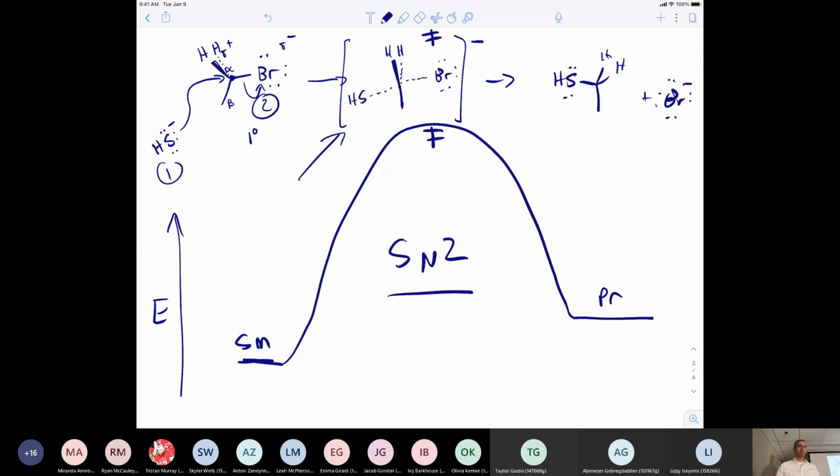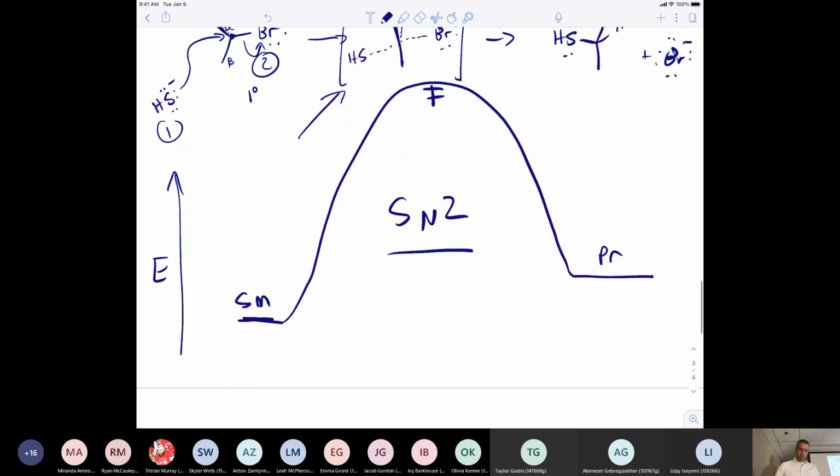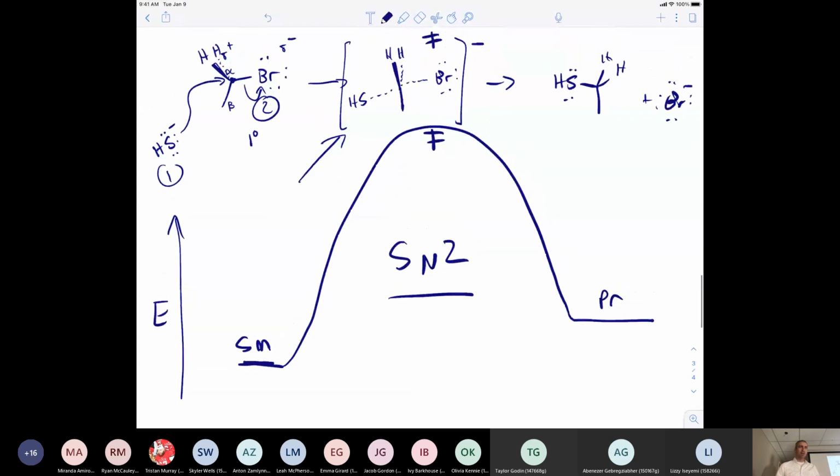Cool. Everyone's happy? Now, we talked about what made SN2 fast and slow, and we said SN2 is fast if you have a methyl with a leaving group or a primary.